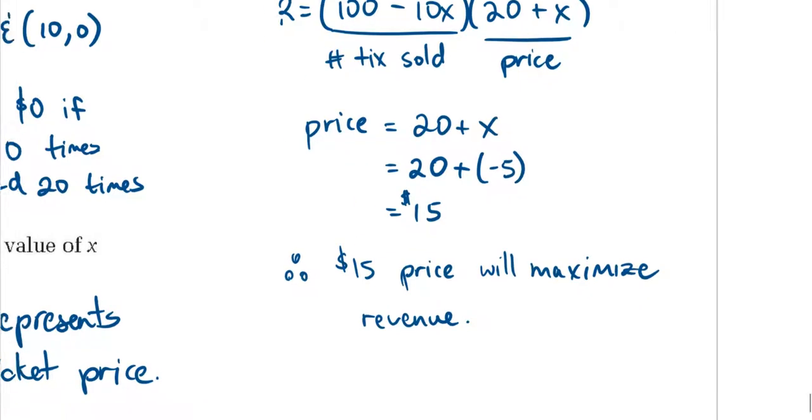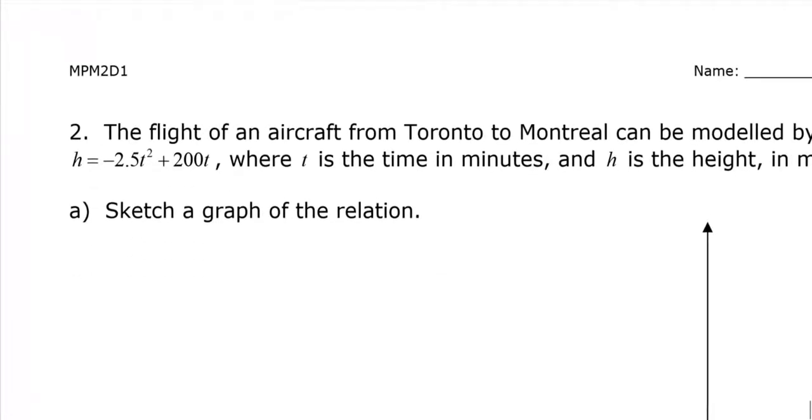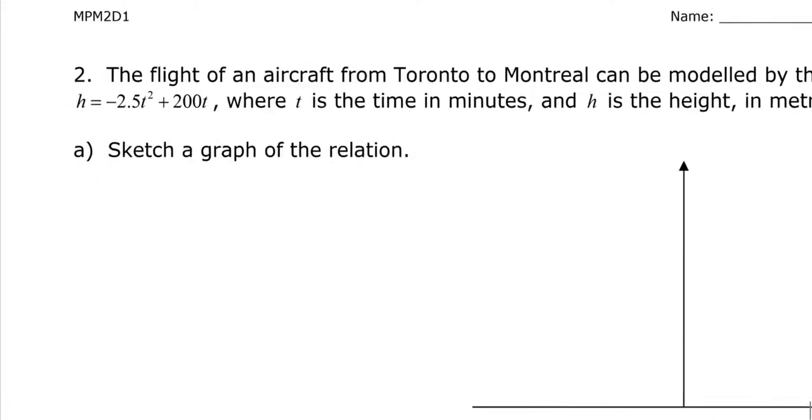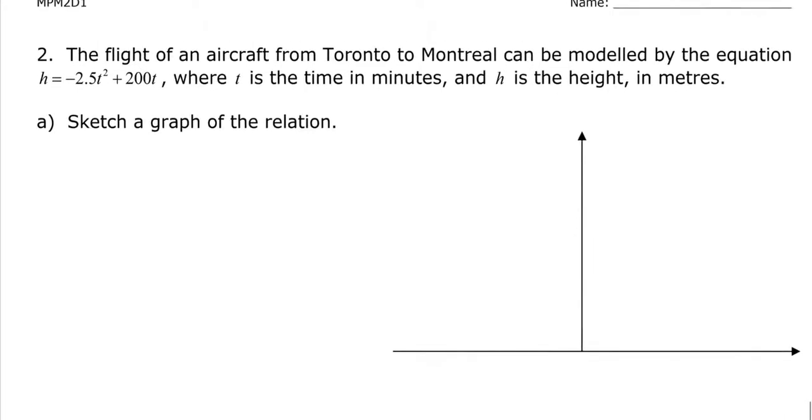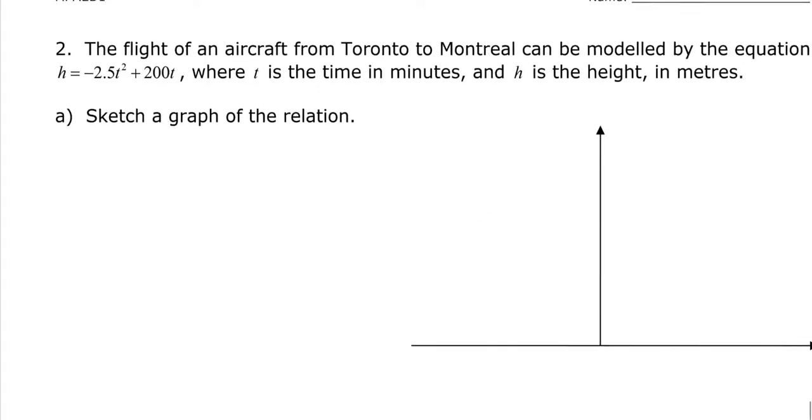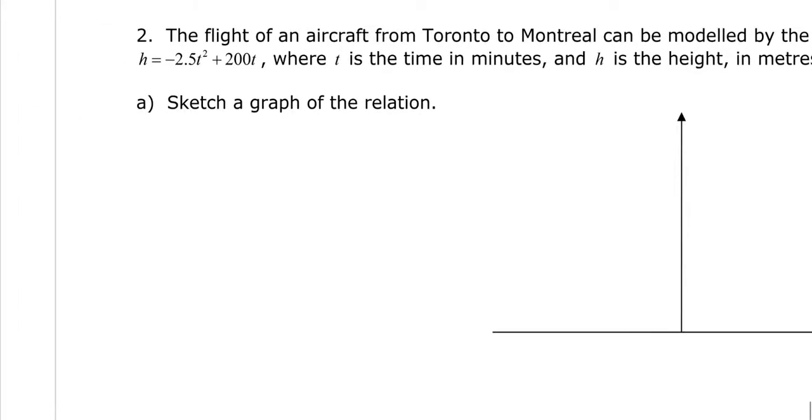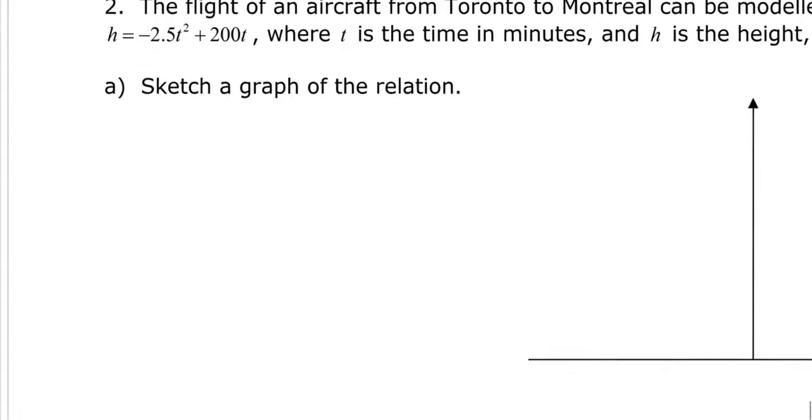Okay, let's look at one more example. Example number 2. The flight of an aircraft from Toronto to Montreal can be modeled by a quadratic equation, h equals negative 2.5 t squared plus 200 t, where t is the time in minutes and h is the height in meters. So let's sketch a graph of this relation. Part A, we need to find the factored form to get more characteristics for a parabola.